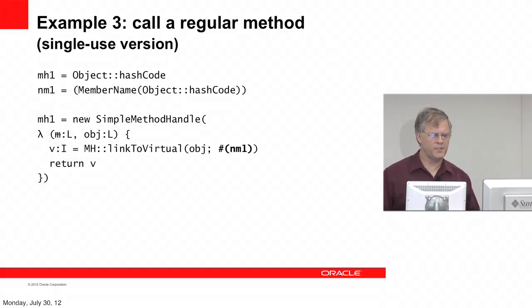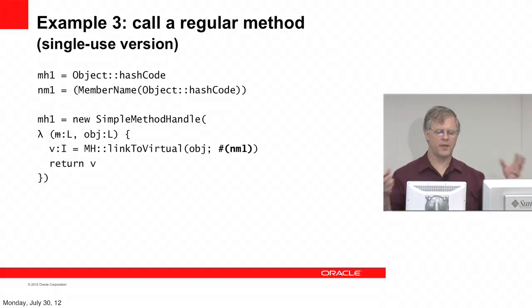So here's another example. What if we want to call a hash code? Well, the first thing we have to do is look up and ask the JVM to resolve a cookie that points to object : hash code. I'm using Lambda notation here, obviously. So once I have that cookie, I can make a new simple method handle that binds in that cookie as a literal constant. And then I call my linker, link to virtual, to call that guy. And you notice the object is the first argument, and then there's a trailing sort of dropped off member name argument that is ignored as soon as you do the actual call.